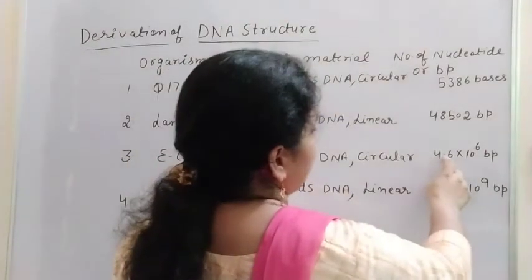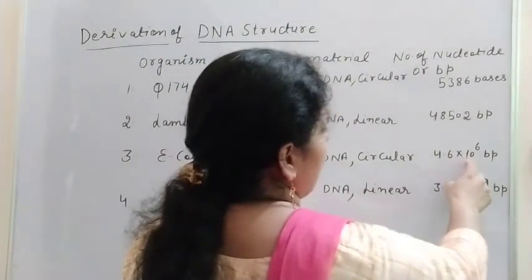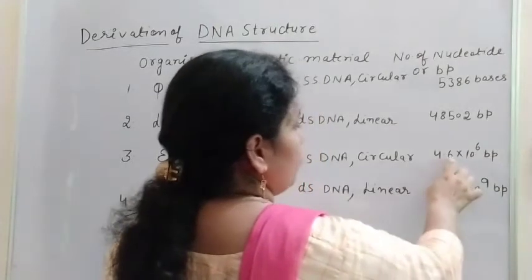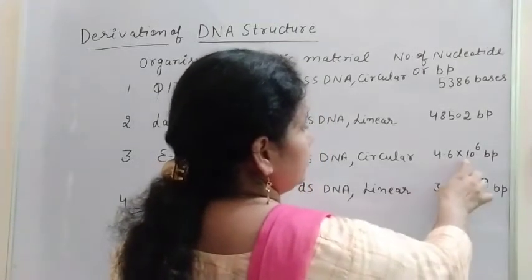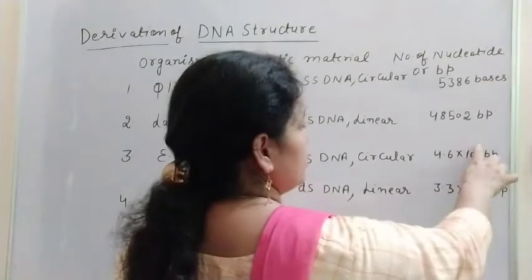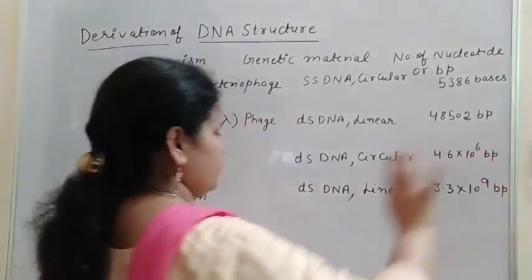So 4.6 into 10 to the power 6 base pairs. 4 plus 6, that is 10. So 10 here you can write, and the 6. So 10 to the power 6 base pairs.